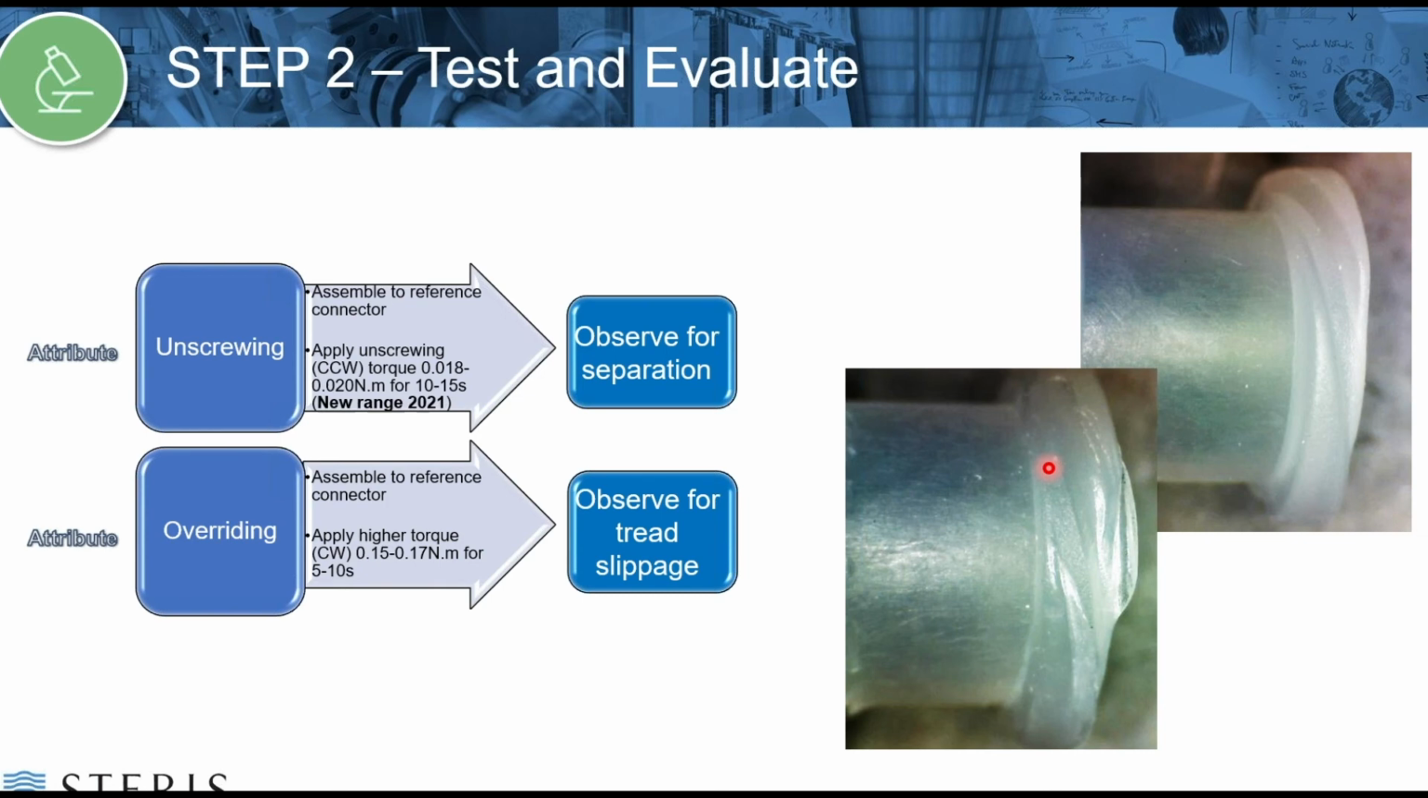The next test in the sequence is the axial load test. This test is similar to a tensile test, where the reference fitting and Luer connector are assembled, and the assembly is placed in a tensile test machine. A load of 20 to 30 newtons is applied and held for 10 to 15 seconds. To pass this test, the two connectors must not separate. This is an attribute test.